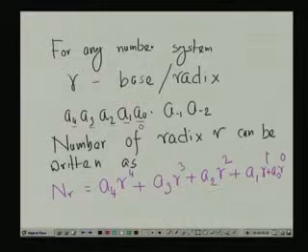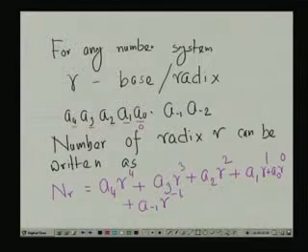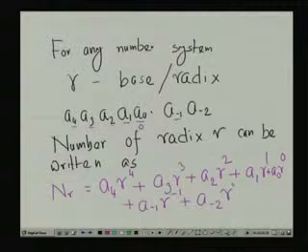This is my integer portion. Now, what will be my fraction after the decimal point? It will be a to the power minus 1, R to the power minus 1, because the place value is now minus 1, then plus a to the power minus 2, R to the power minus 2. So, this is my general representation of a number system.